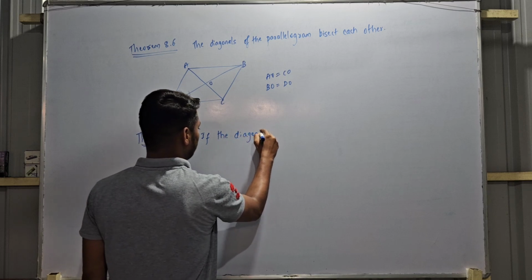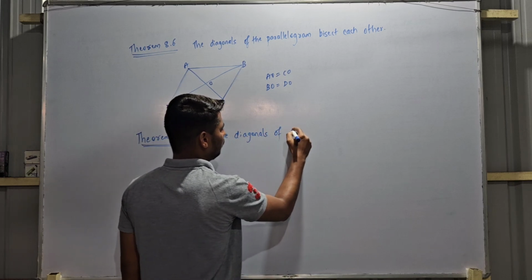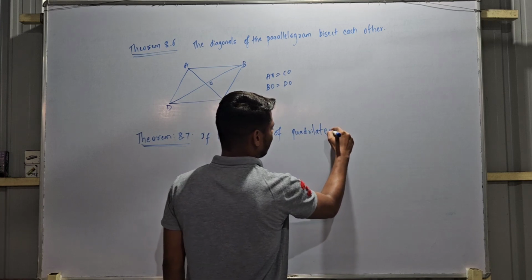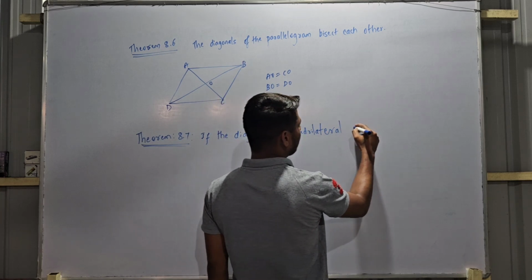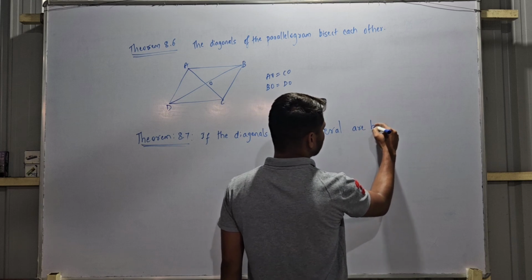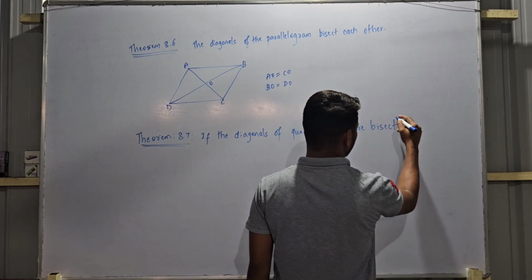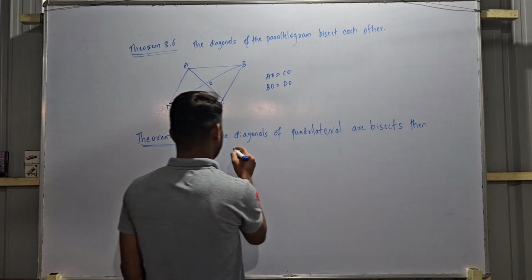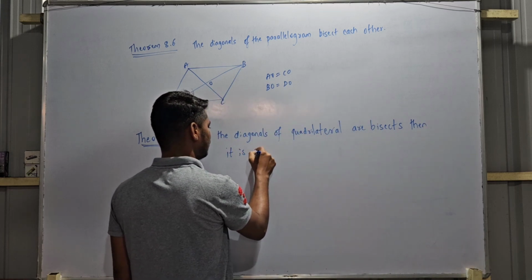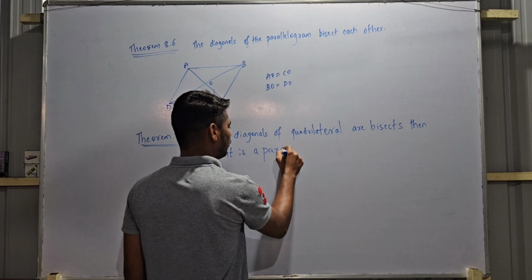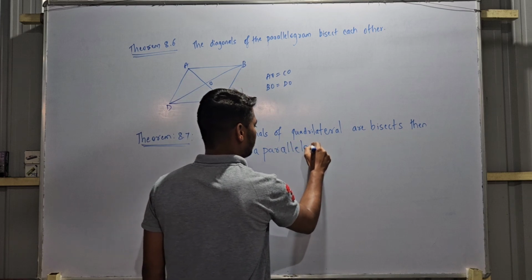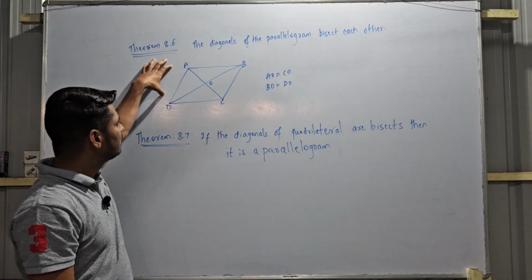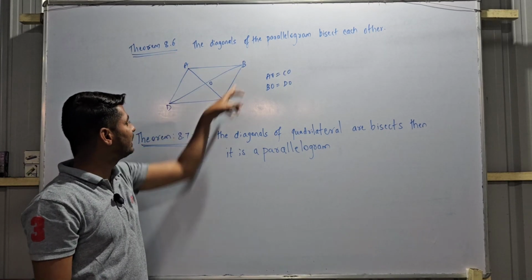If the diagonals of a quadrilateral bisect each other, then it is a parallelogram. In the reverse case here, see, directly I have taken that ABCD is a parallelogram.